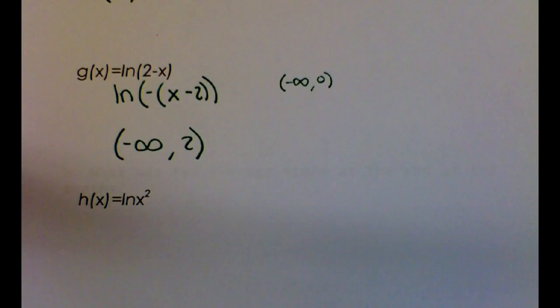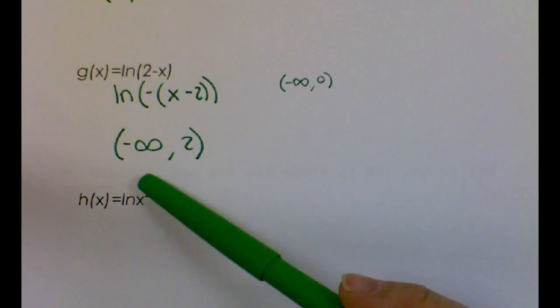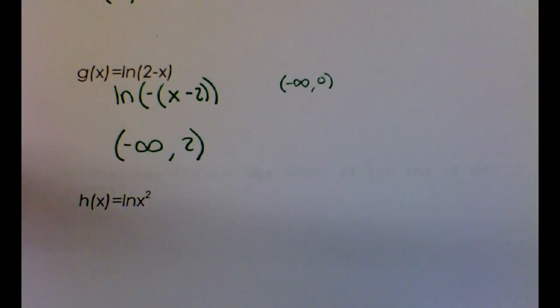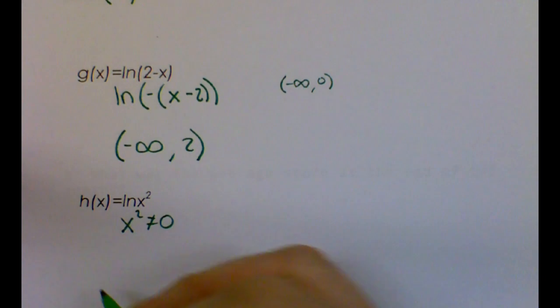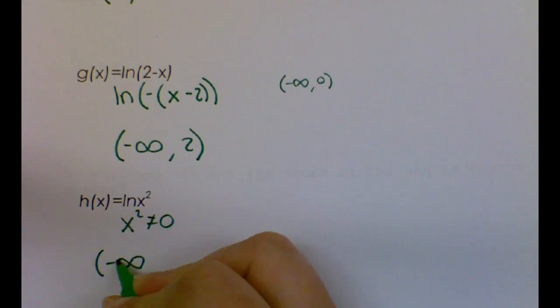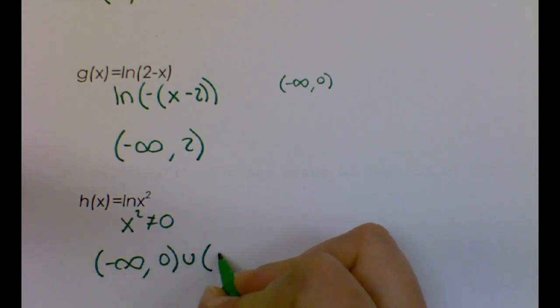And ln of x squared. Well, I have to keep positives inside of my logarithm. When I square something, it'll always be positive. But I cannot take the ln of 0. So really just x squared can't be 0, which means x can't be 0. So our domain is anything but 0.